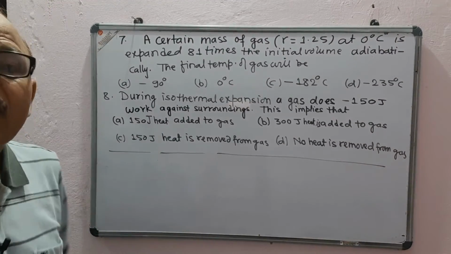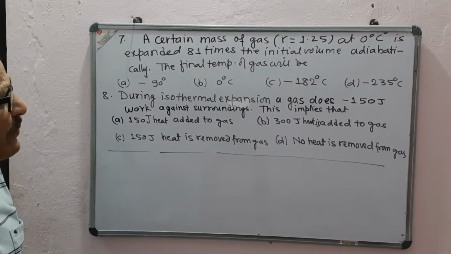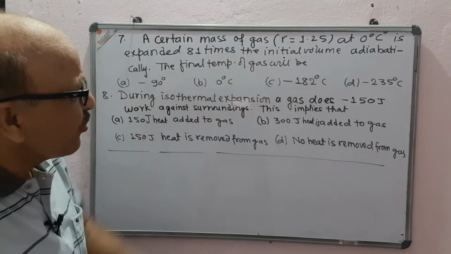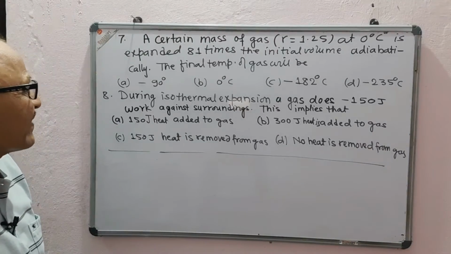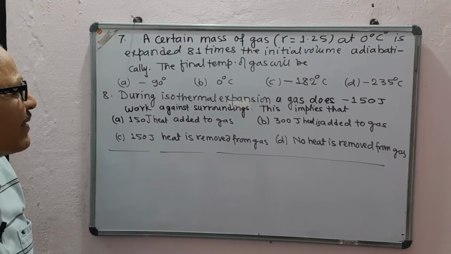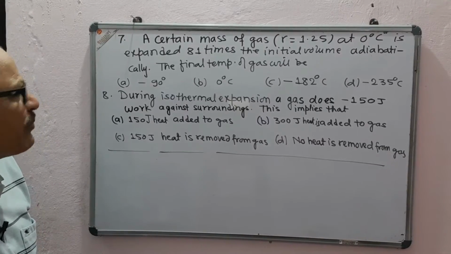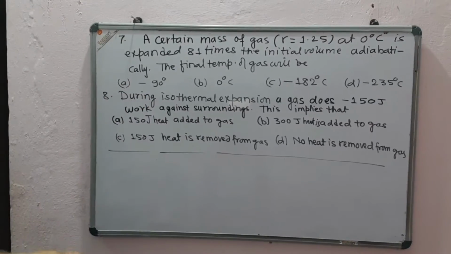Next question, 7. A certain mass of gas whose gamma is equal to 1.25 at 0 degree Celsius is expanded to 81 times the initial volume adiabatically. Then the final temperature of the gas will be.